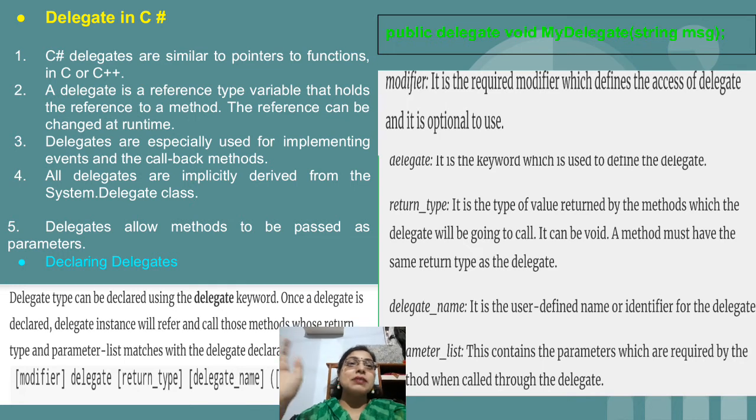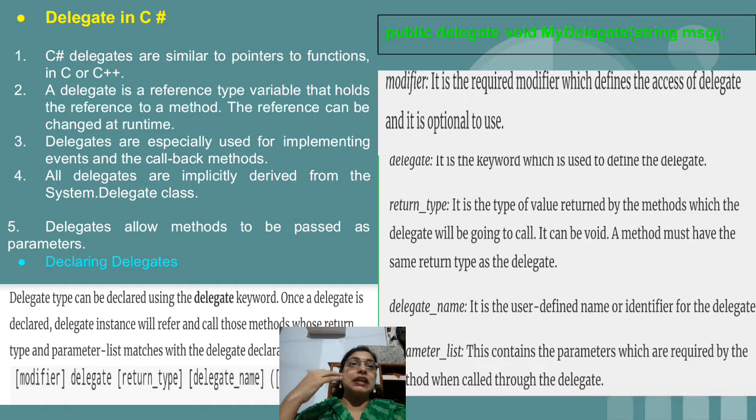So delegate, basically it is a reference type. We have seen value type, reference type, variable. So delegates are reference type. And with the help of delegates, we can implement events and callback methods. So just one thing you should remember about delegates: why do we use a delegate? If you want to pass a method as a parameter to a function, then we can make use of a delegate. A delegate basically consists of 4 steps.